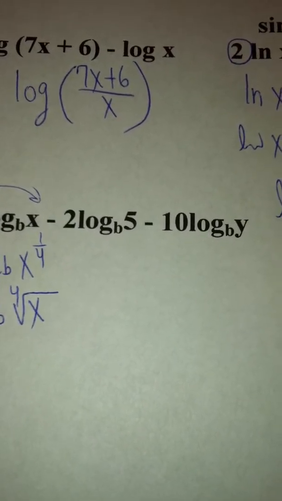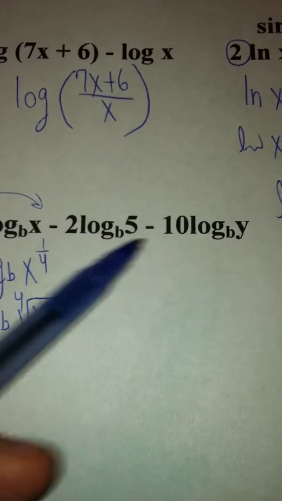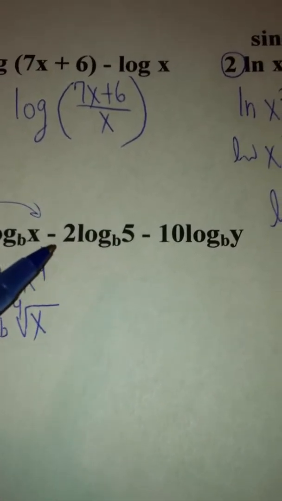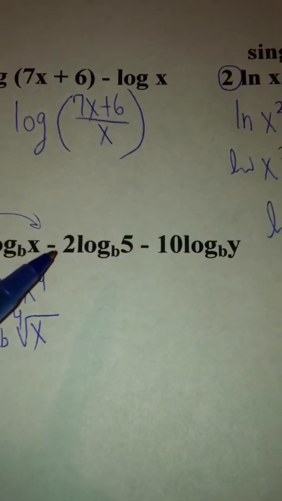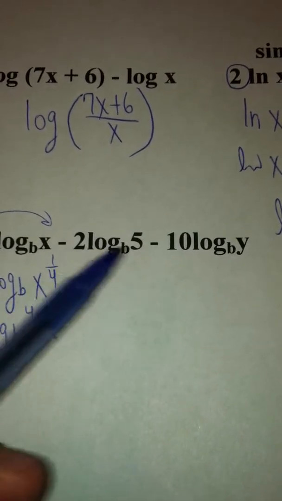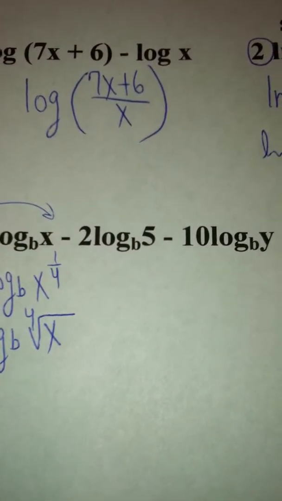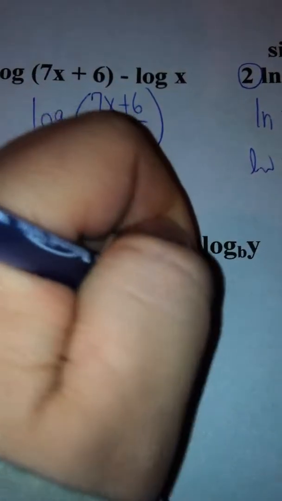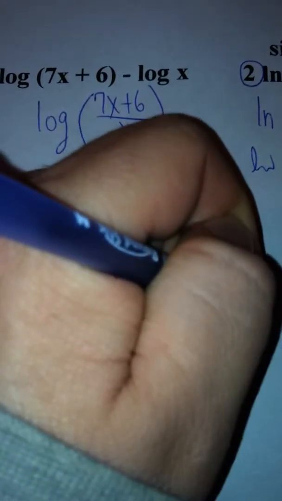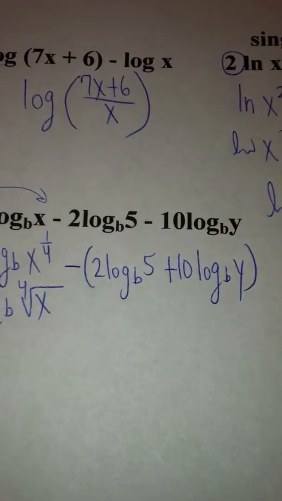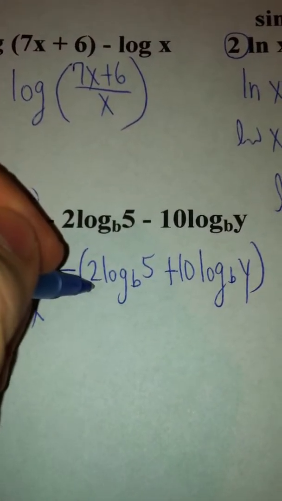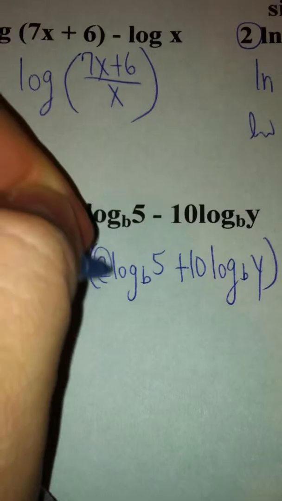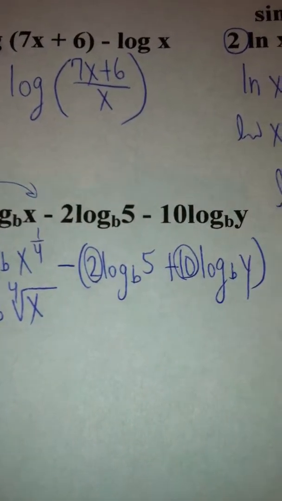Now to condense the last two parts of this problem, the first step is to factor out a negative sign. So we have negative 2 log base b of 5 plus 10 log base b of y. Like we did before, take each number that's in front and change them to exponents.